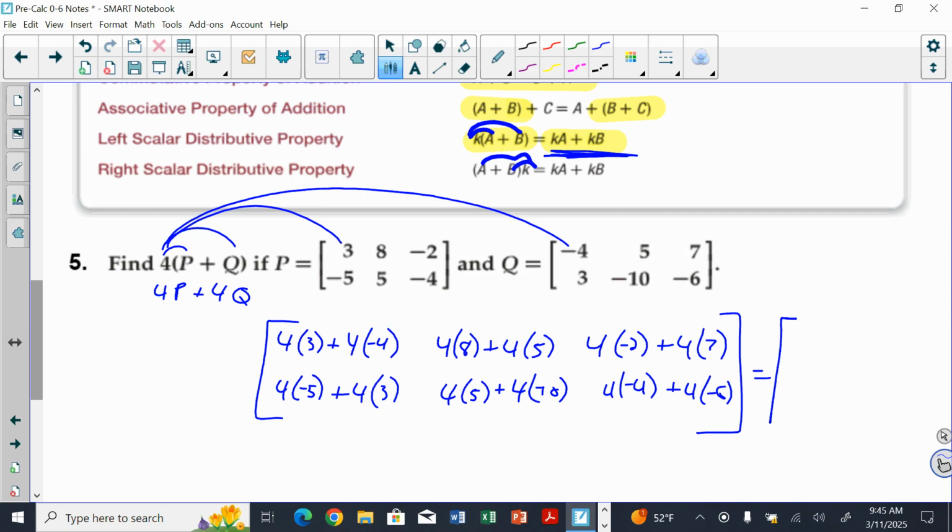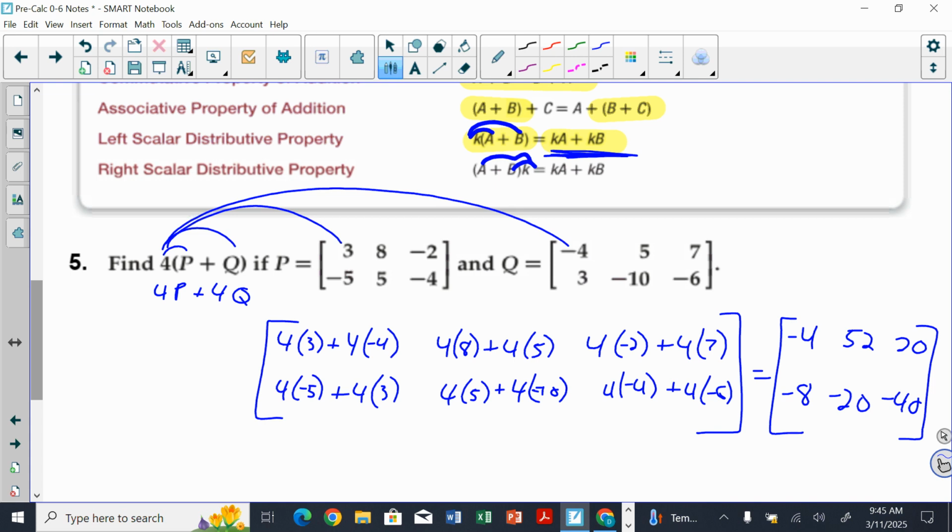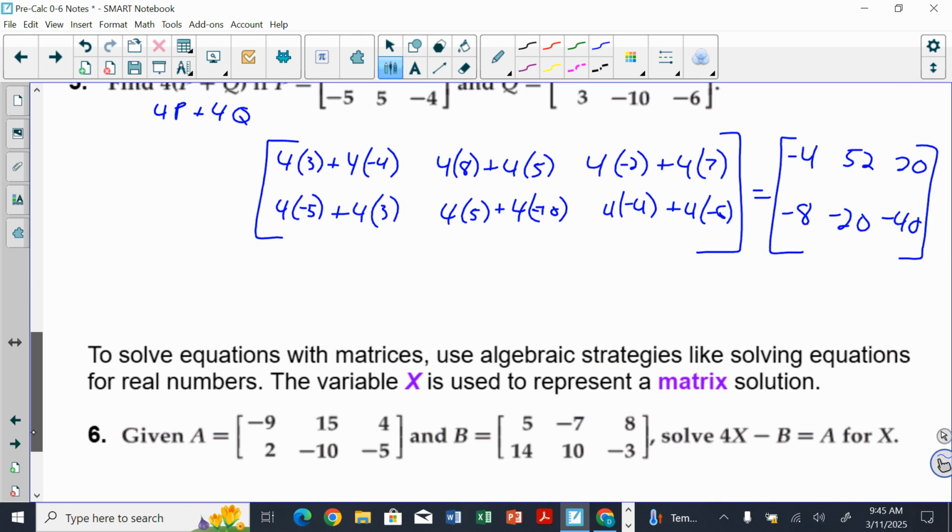But when we do the math, this becomes 12 plus -16, which is -4. The second term, 32 plus 20 is 52. The third term, -8 plus 28 is 20. And then on the bottom, you're going to have -20 plus 12, which is -8. Then 20 minus 40 is -20. And then -16 plus -24 is -40. So that would be that matrix C there, using the distributive property. So all those properties hold, and we can keep doing that.